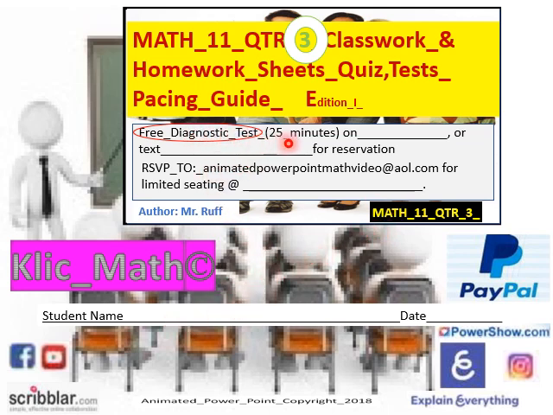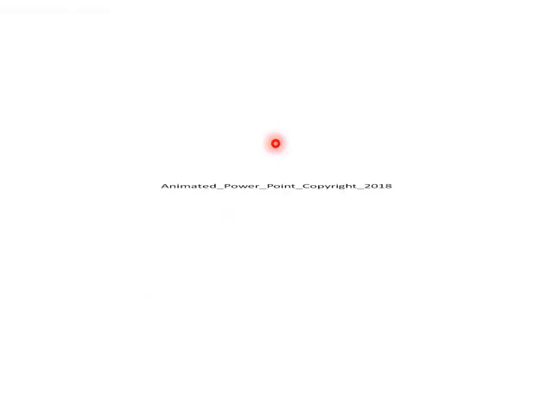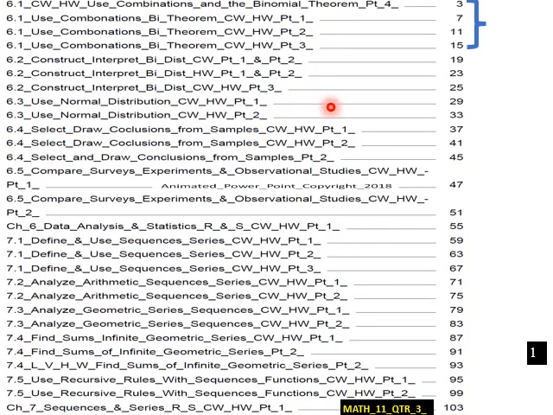Get a free diagnostic test to start out your course. And let's go into our first page here of our syllabus for Math 11. We start out here with week 1. We have used combinations in the binomial theorem. And that's the way we start with week 1.